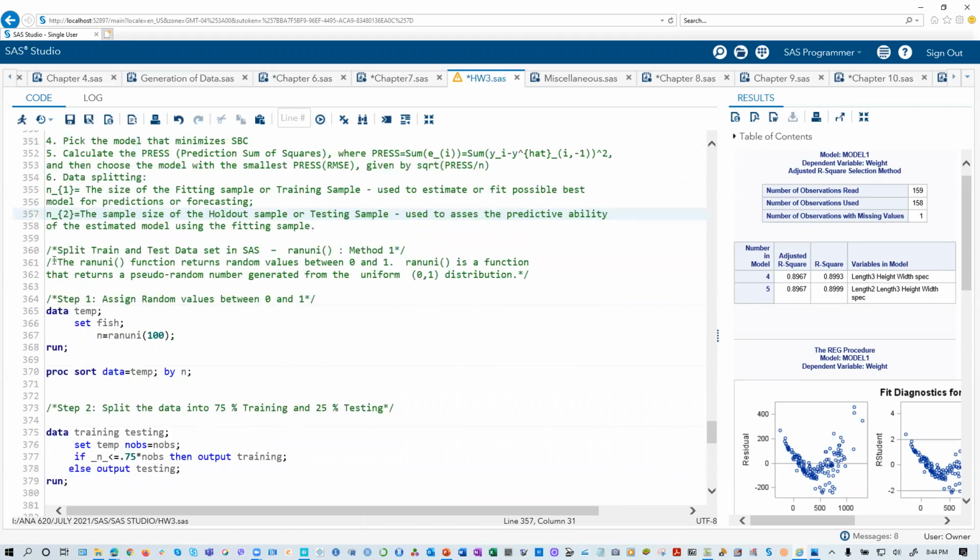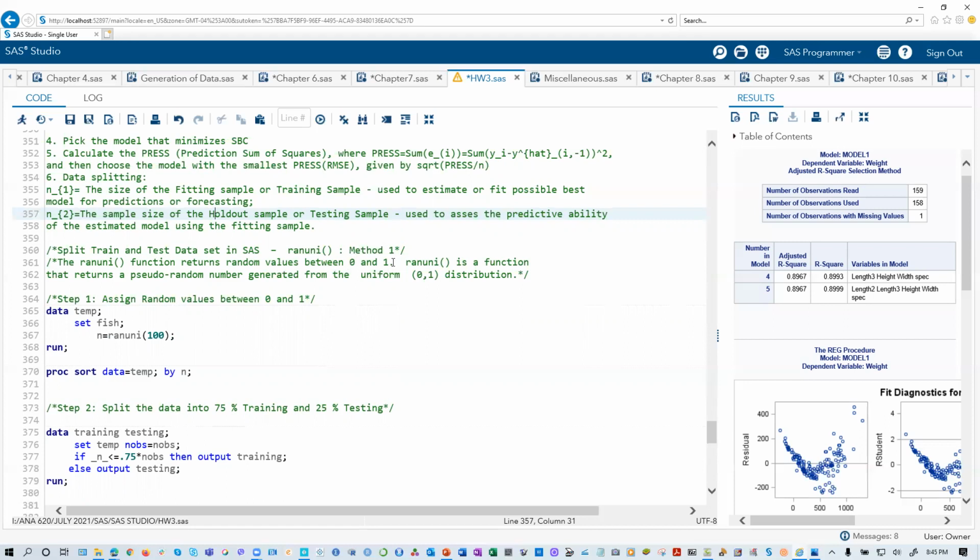How do you split the train and test data set in SAS? You are using random uniform numbers. Method one, random uniform. If you have a uniform distribution, it has numbers between 0 and 1. The ranuni function returns a random variable between 0 and 1.